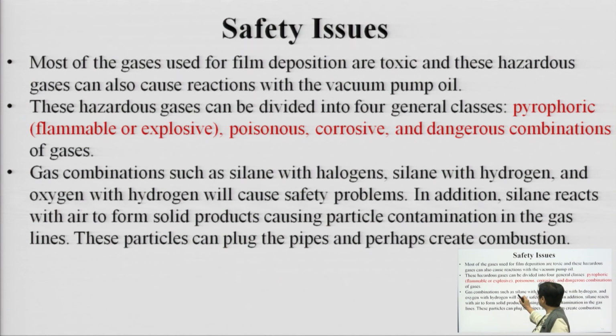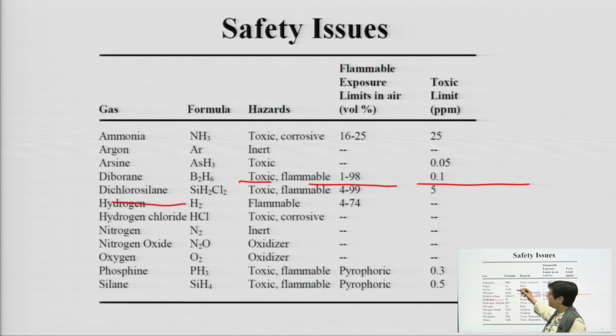The gas combinations such as silane with halogens, silane with hydrogen, and oxygen with hydrogen will cause safety concerns. In addition, silane reacts with air to form solid products, causing particle contamination in the gas lines. The particles can plunge into the pipes and perhaps create combustion. The reaction can be combustive and that can create problems. So, here are the typical byproducts produced as an outcome of chemical vapor deposition.